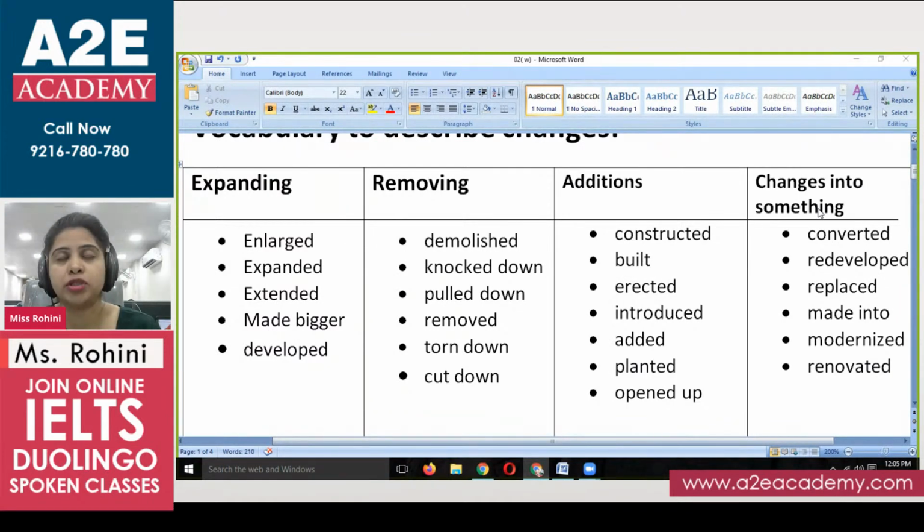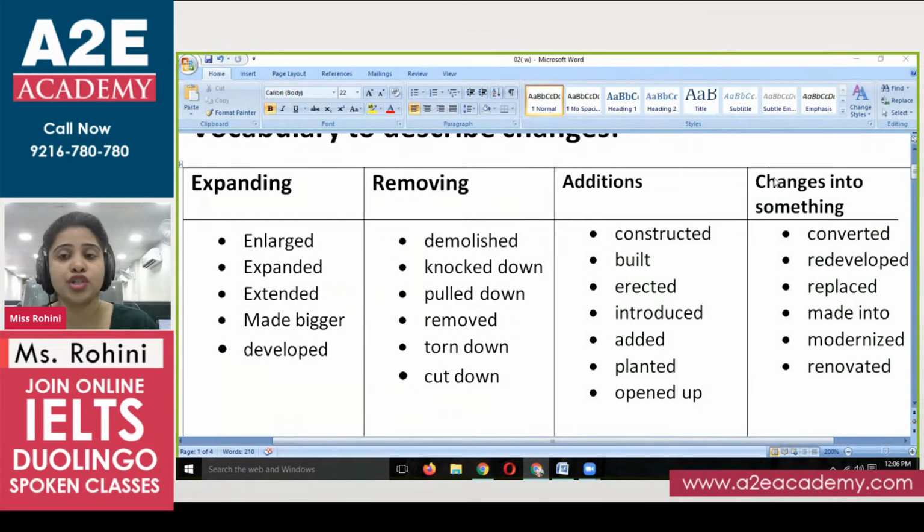For you can take an example, in the year 1990, there was a forest area at the northwest side, but now that area has been converted or redeveloped or replaced or made into or modernized or renovated into a public park. Okay, so in this way you can describe the change that has happened by removing something. Converted: earlier the thing was like this and now it has changed into this.